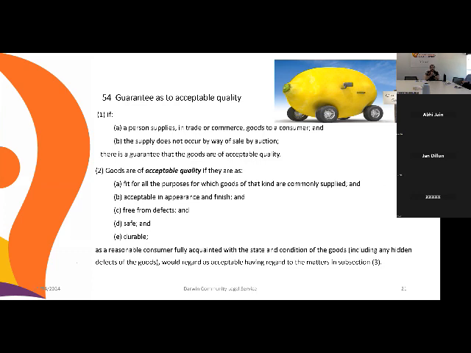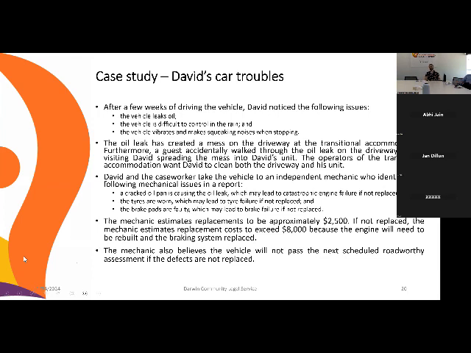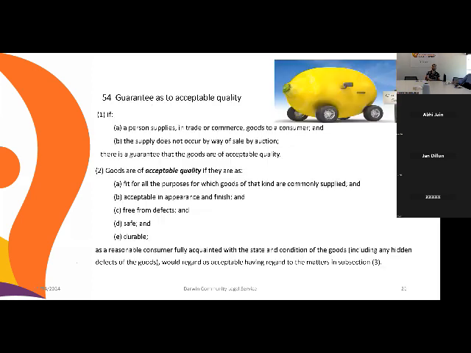Now, goods are of acceptable quality if they are, A, fit for all purposes for which goods of that kind are commonly supplied. So can the vehicle be used? What is the primary use of a vehicle? As you've already said, it's transportation. Can it be used for that purpose? I think we can easily conclude that there's a strong argument for a no. It also needs to be acceptable in appearance and finish. We will look at the other side of the story as well, but just looking at it from David's perspective, what about the second criteria, acceptable in appearance and finish?